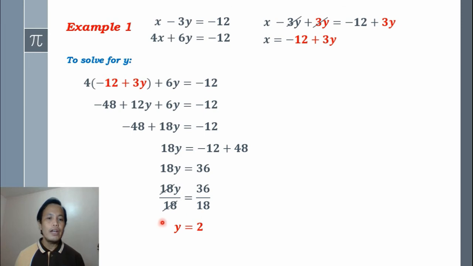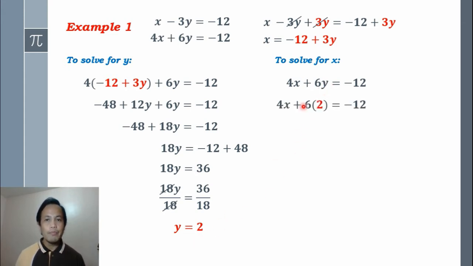Now, since we already have the value of y, which is positive 2, we can substitute this value into any of these two given equations. We can use equation 1 or equation 2. For this example, we will be using equation 2, that is 4x plus 6y equals negative 12. We substitute the value of y, which is 2, here. So we copy 4x, plus, 6, and instead of writing y, we change that with the value of y, which is positive 2. Then we copy equals negative 12. Then 6 times 2 is positive 12.